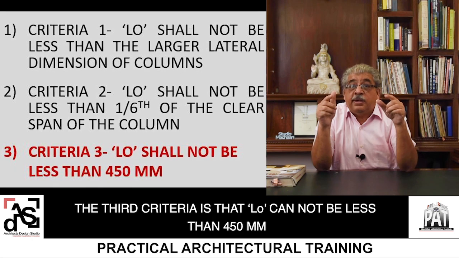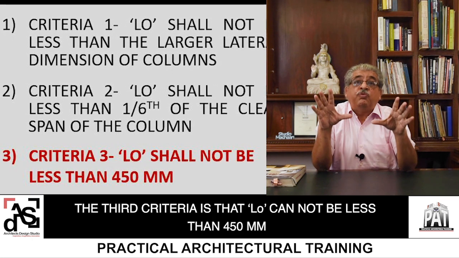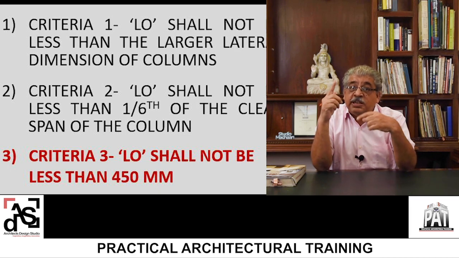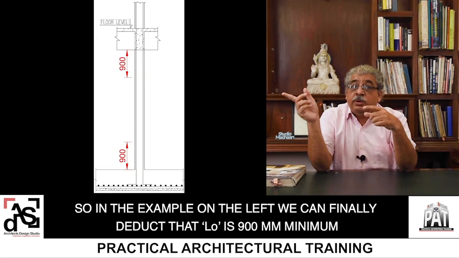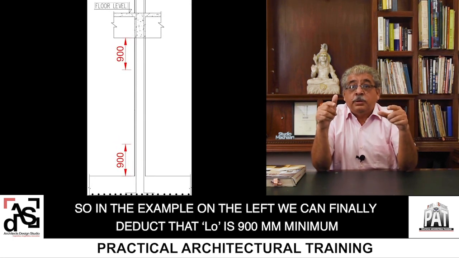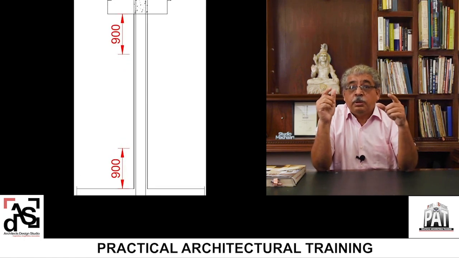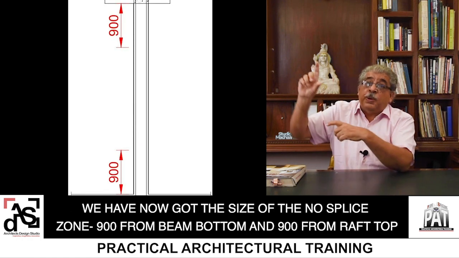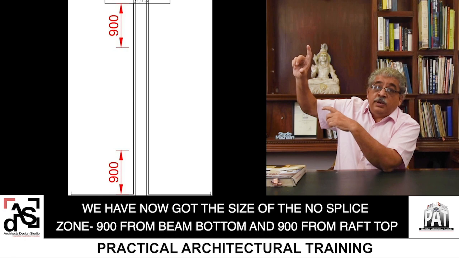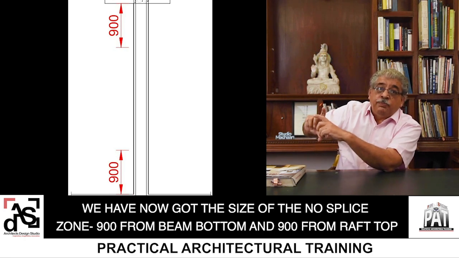The third criteria is that LO can never be less than 450 mm. So out of these criteria, if we calculate and check the example here on the left, we can finally deduce that LO is 900 mm minimum. We have now got the size of the no splice zone: 900 from beam bottom and 900 from raft top.